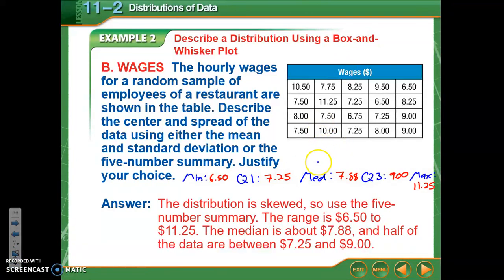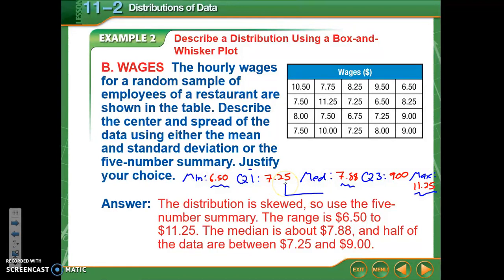So when I get my 5-number summary, which I'll also show you how to do on the calculator tomorrow with bigger data sets, sometimes that's easier. My minimum is $6.50, my maximum is $11.25, and my median is $7.88. Quartile 3 is halfway between $7.88 and $11.25. It's the data point halfway between there, right? I'm not just averaging these two, I'm actually looking at the data. And then quartile 1 is the data point halfway between the minimum and the median.